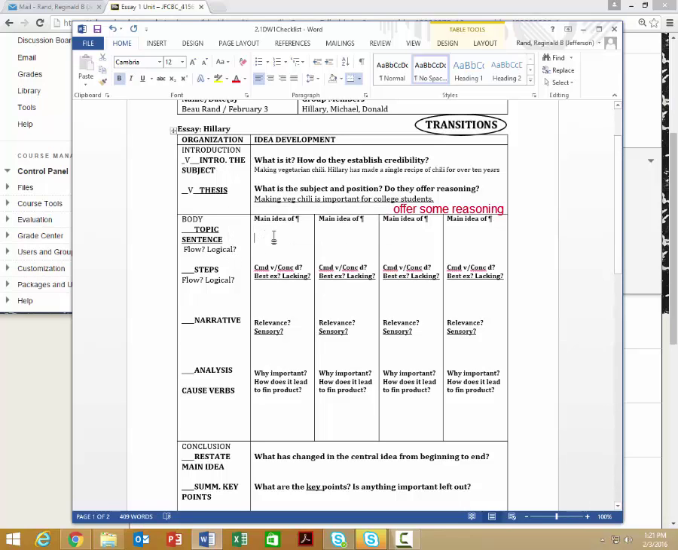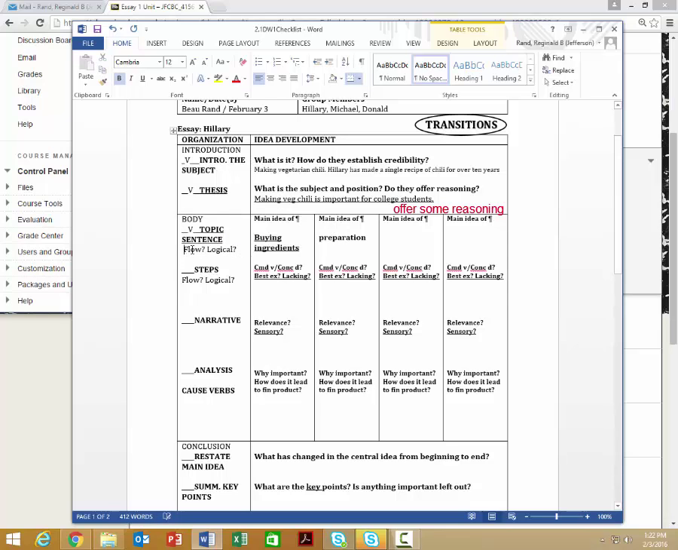So let's say Hillary's first body paragraph is about buying ingredients of vegetarian chili. So we just simply put what the main idea is here. If we read Hillary's second paragraph and the main idea is preparation, we would just want to put that right there. All right. After we've done that, it'd be a good idea to underline the topic sentence in the paper for your partner and check it off.